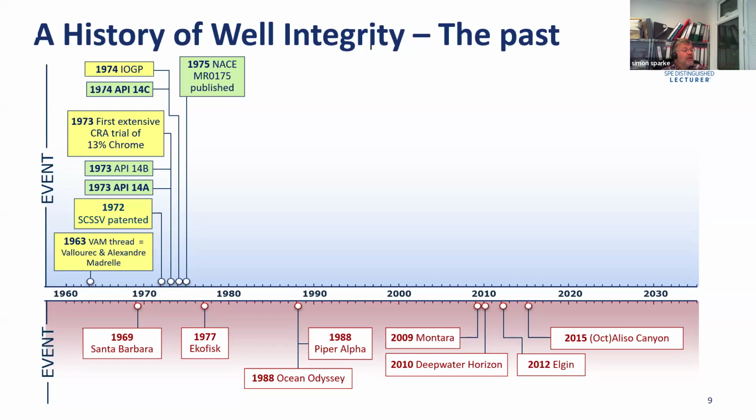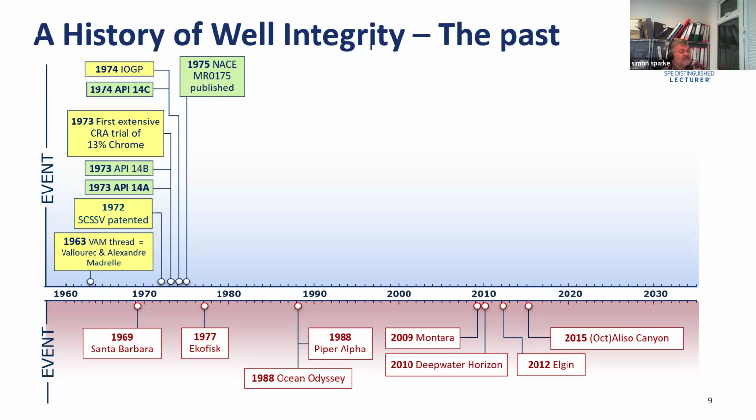Now then, if we move on a wee bit in time, we had in 1973 the first extensive corrosion-resistant alloy that was created. That was 13 chrome tubing. So now what we have from 1973 onwards, we have gas-tight threads and we have chrome tubing. So that would then help us in our desire to have wells which are working better and under controlled processes.